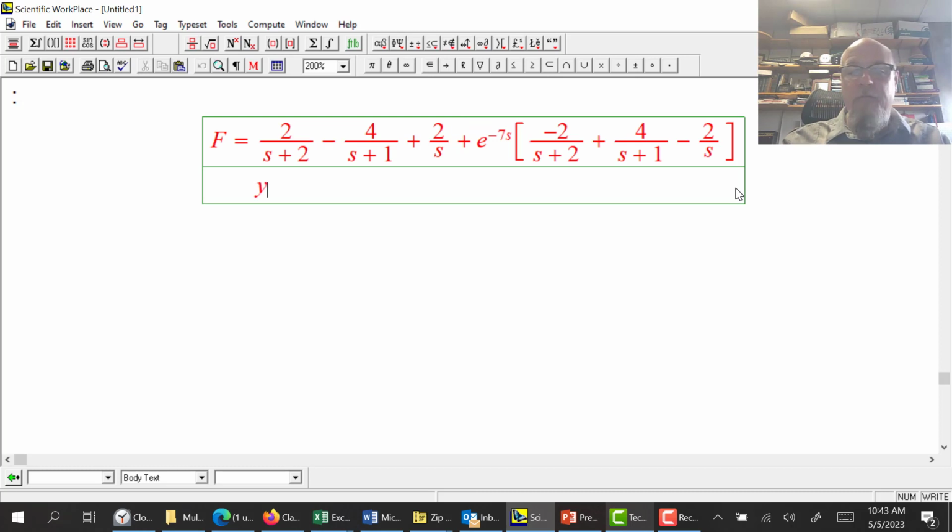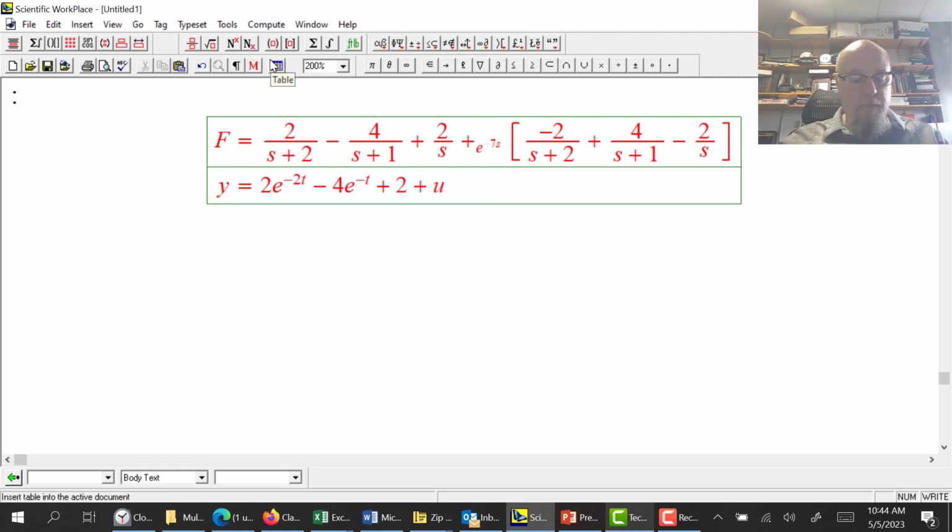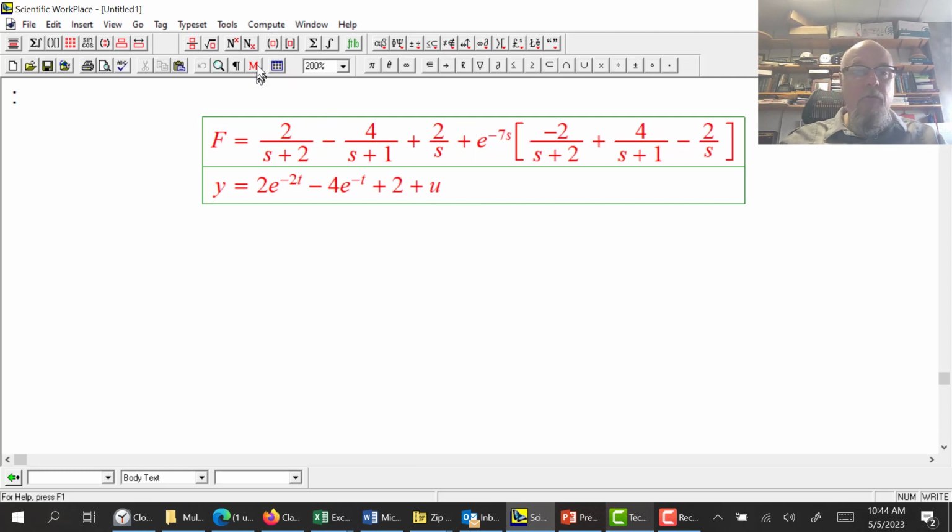So the inverse Laplace of f is y. This, using the chart, 2 over s plus 2, that's going to be 2 e to the negative 2t, there's that negative eigenvalue, minus 4 e to the negative 1t, there's that other negative eigenvalue, remember this one is overdamped, plus the inverse Laplace of 2 over s is 2, plus, okay, now I'm at the Heaviside step function. This e to the minus 7s is going to un-Laplace to the Heaviside step function at t minus 7, and now the square bracketed piece.